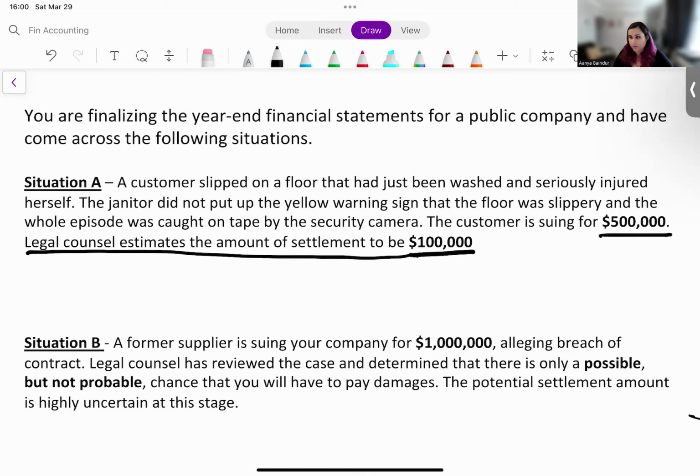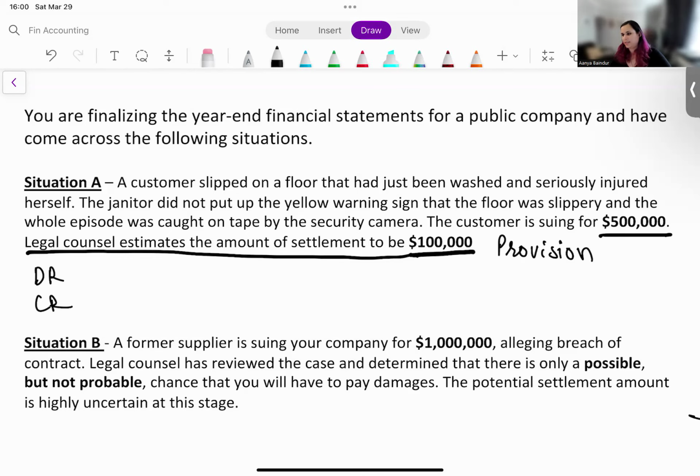So the next step is, do we know how much we're going to have to pay out? Yes, legal counsel tells us it'll probably be $100,000. So this means it's a provision. We have to set aside a provision for this. So let's go ahead and do that. There has to be a journal entry involved. So debit, credit, this is a provision.